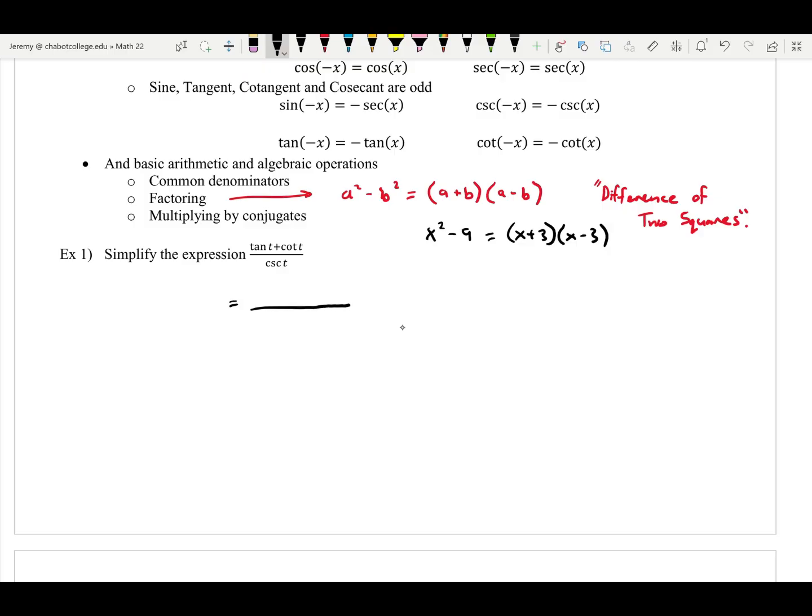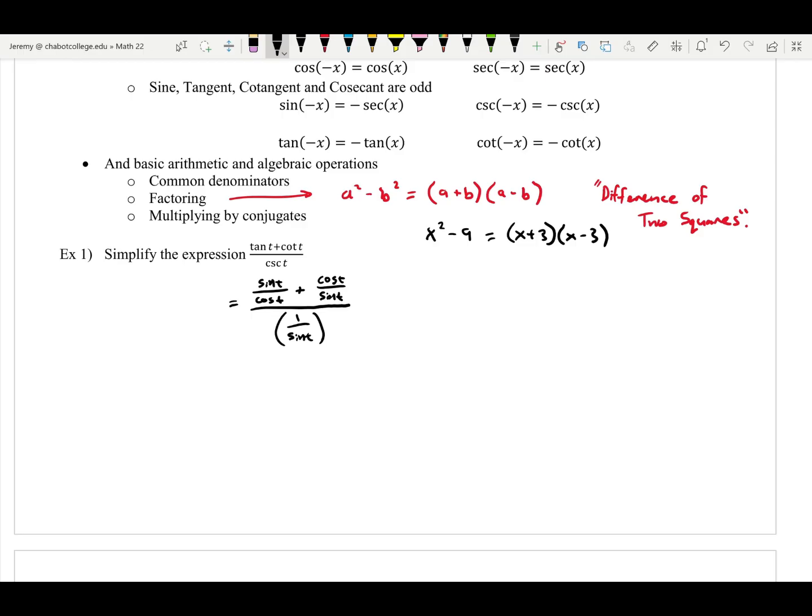So for tangent t, like I said, let's write this as sine of t over cosine of t. And we'll be adding that to cotangent, which is cosine of t over sine of t. And in the denominator, we'll have 1 over sine of t, like that. All right. Now that it's written in this way, the path forward is a little bit more clear.